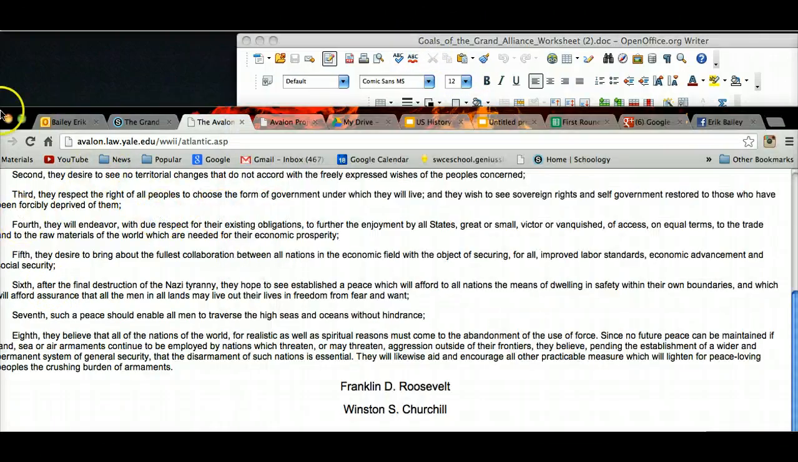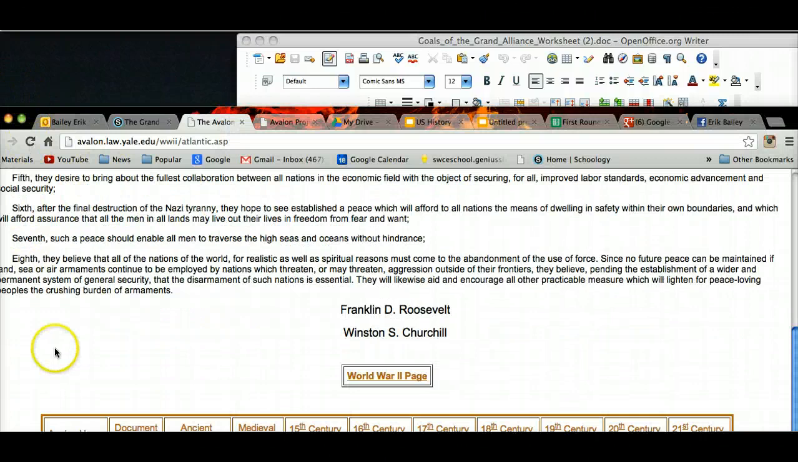Okay, so you should all get the idea here of filling out that worksheet and then turn in the worksheet when you're done. Okay, that's all I have for right now.